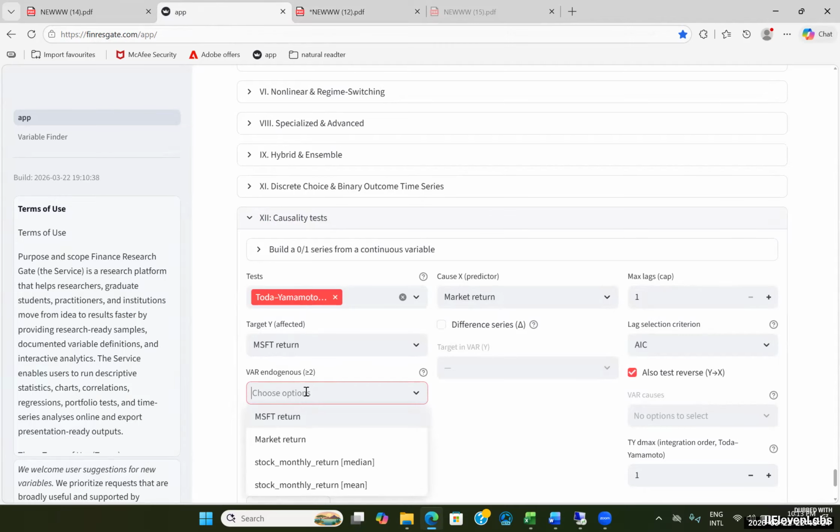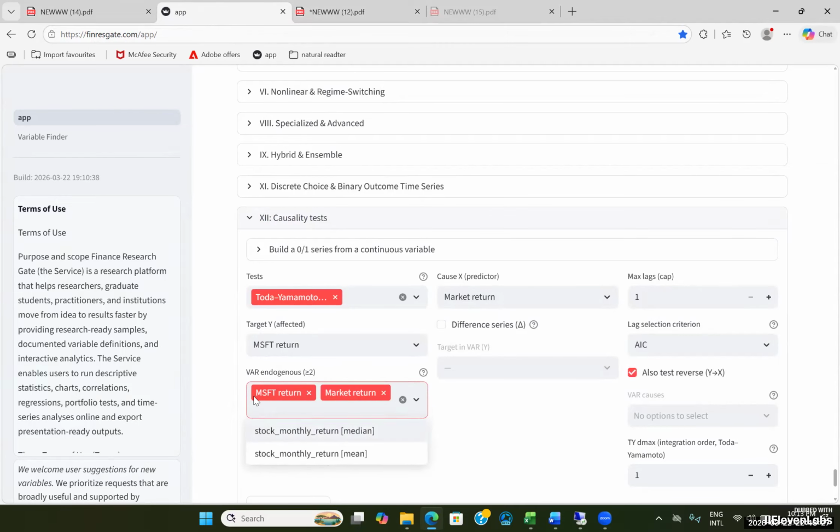It's important to remember that whenever you're using the VAR model, you must ensure that you select both variables as endogenous.